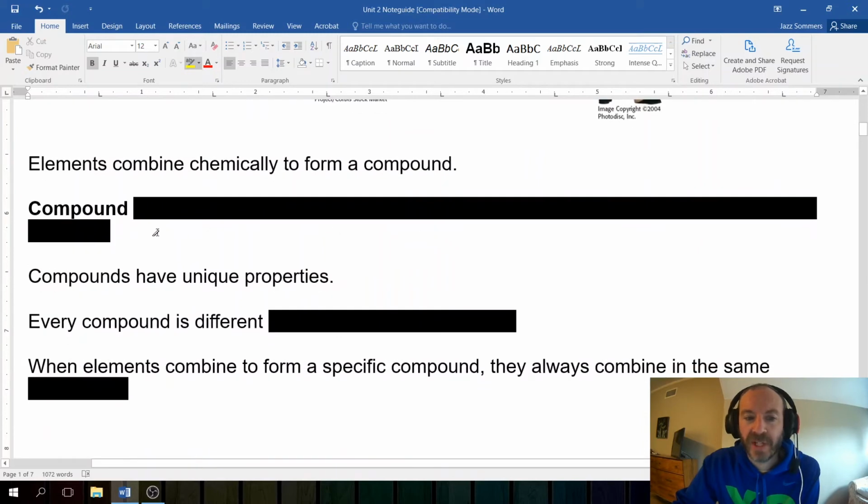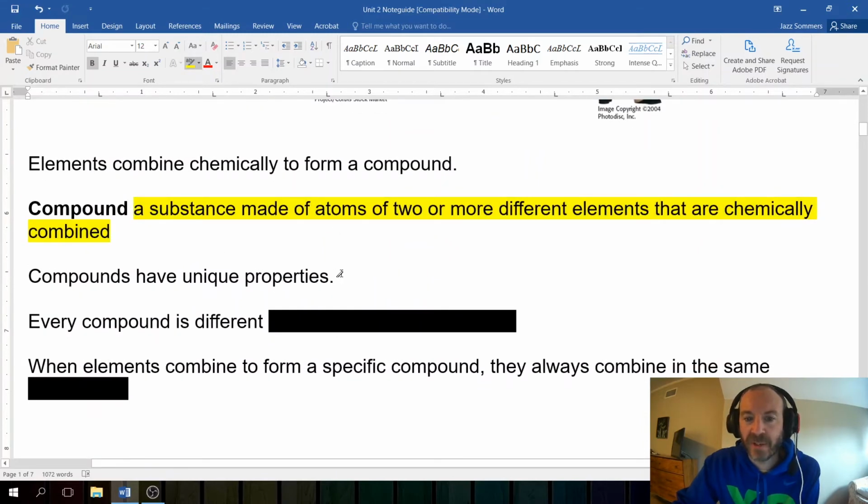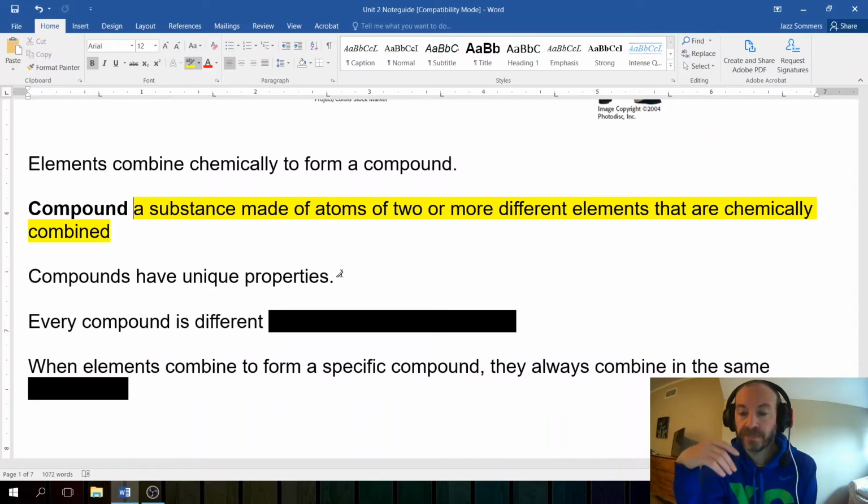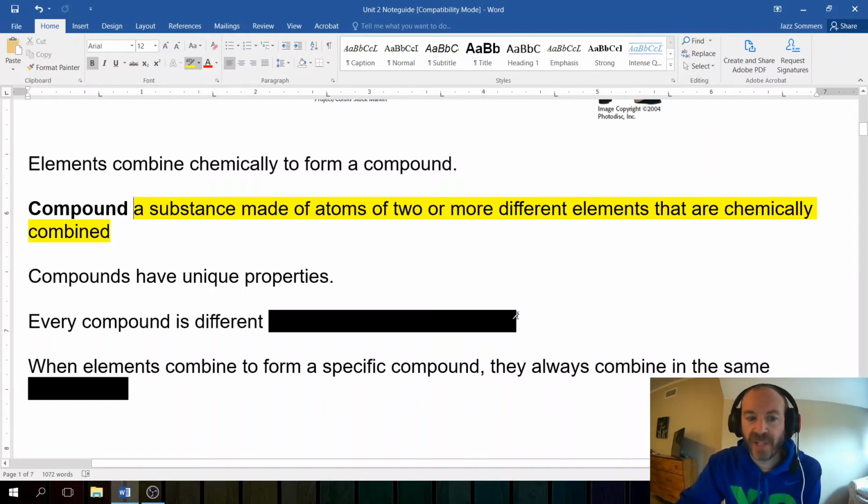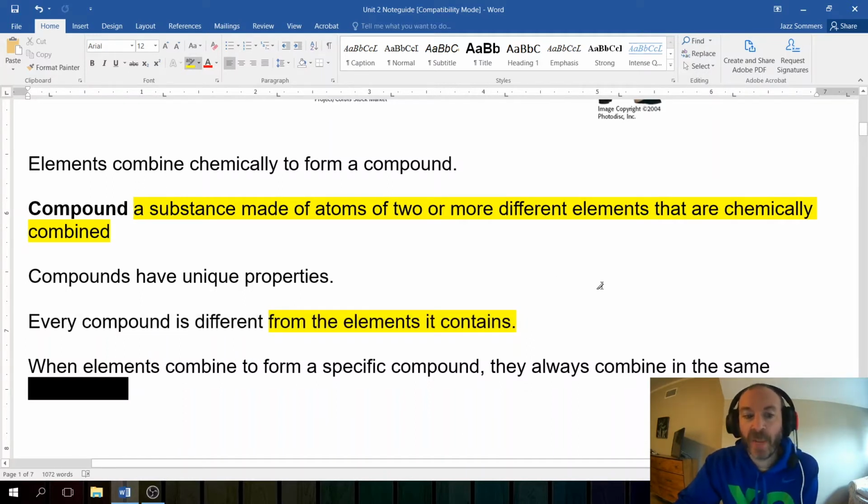You can take elements and you can put them together to make compounds. You have to chemically combine them, and that's called a compound. So take two atoms of two or more different elements, and then start to put them together. It doesn't have to be just two atoms, it could be lots of atoms, and chemically combine them, and that is called a compound. Compounds have unique properties, just like elements do. Each element is different, each compound is different. And each compound is not only different from other compounds, but they're also different from the elements that the compound contains.